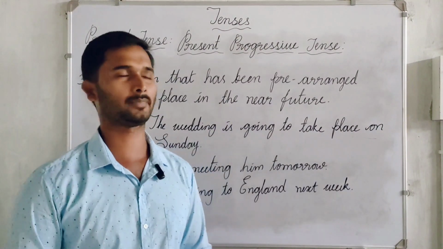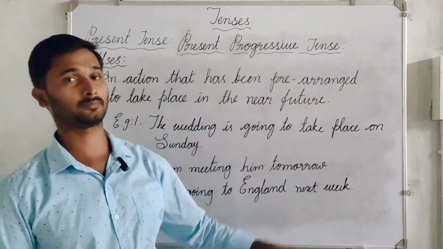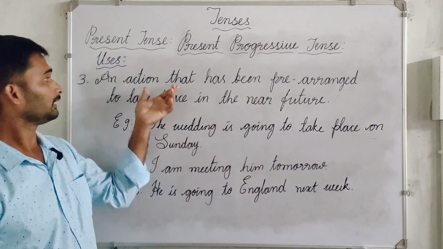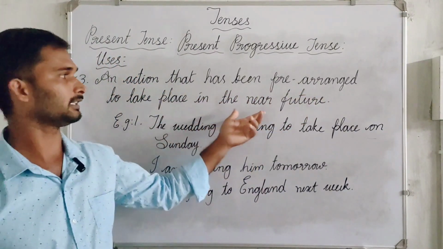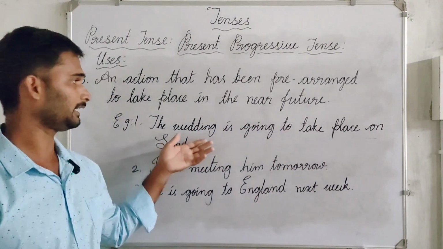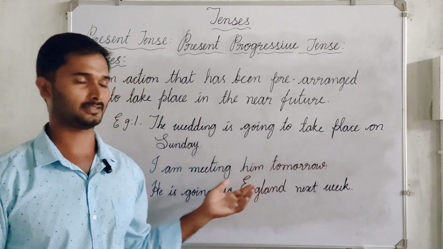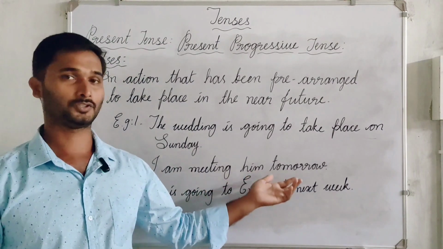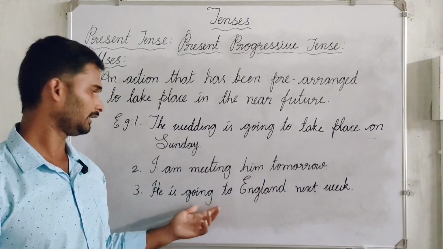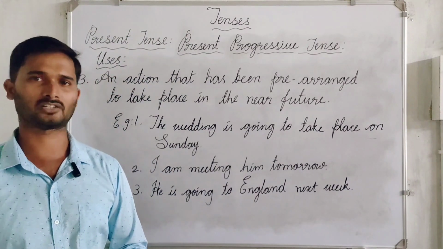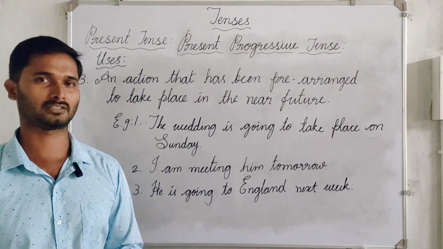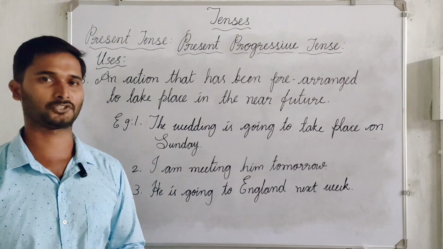Here is the third use of the present progressive tense, or we also call it present continuous tense. It is used for an action that has been pre-arranged or to take place in the near future. The wedding is going to take place on Sunday. I am meeting him tomorrow. He is going to England next week. These all are completely pre-arranged or pre-planned actions which will be taken in near future.